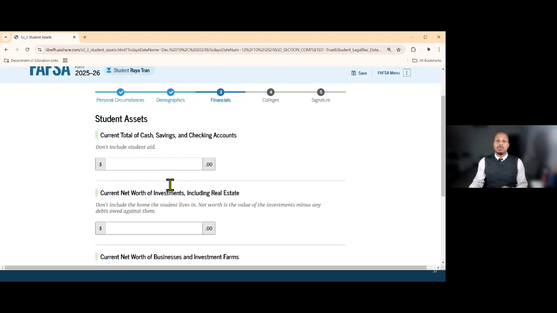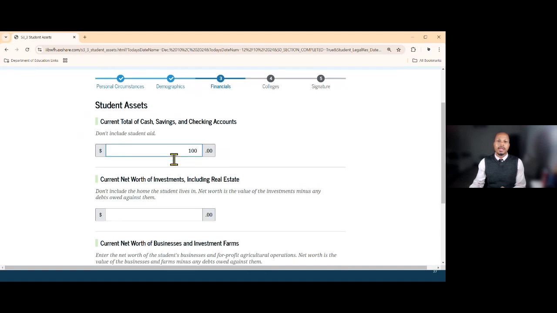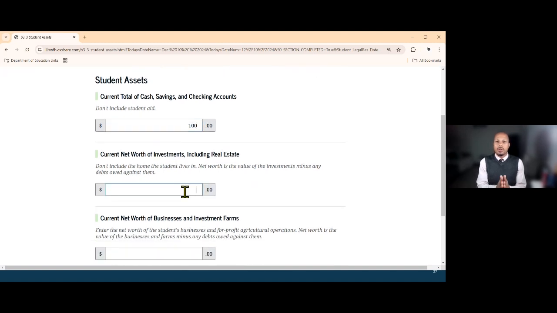And then they want to get into what is the total amount of cash savings and checking accounts as of today. If the student is completing it on Monday or Tuesday, and they have only $100 in their account, then that's all they need to put in that field. Now, we do look at the net worth of your investments, including real estate. When we say real estate, we do not mean the house that the student lives in.